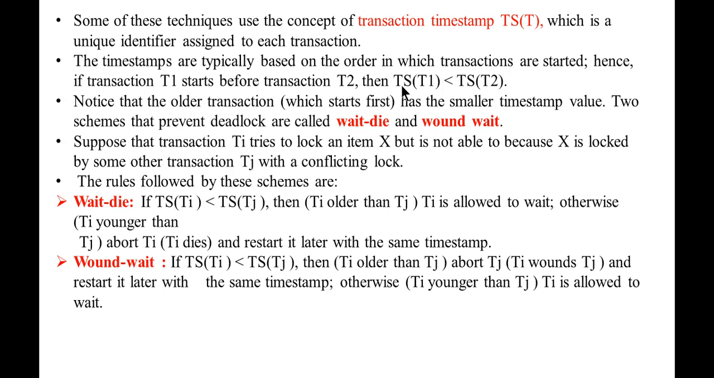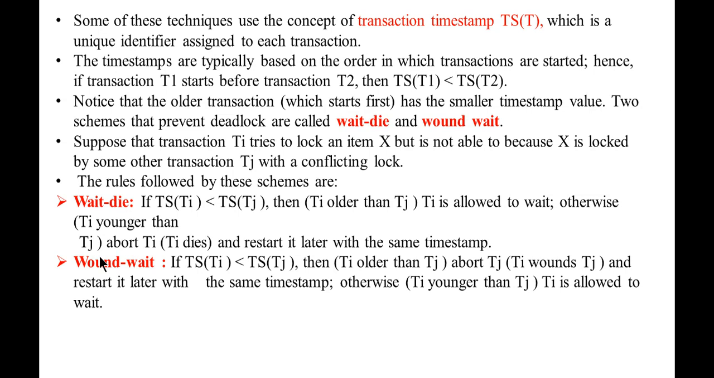If timestamp of T1 is less than timestamp of T2, it means T1's starting time is less than T2's starting time, meaning T1 has started first and T2 has started later. So which one is older? Older is T1, younger is T2. Older transactions have lower timestamp values. Younger transactions have higher timestamp values. That is the concept. So based on this timestamp value, these two approaches are designed: wait-die and wound-wait.